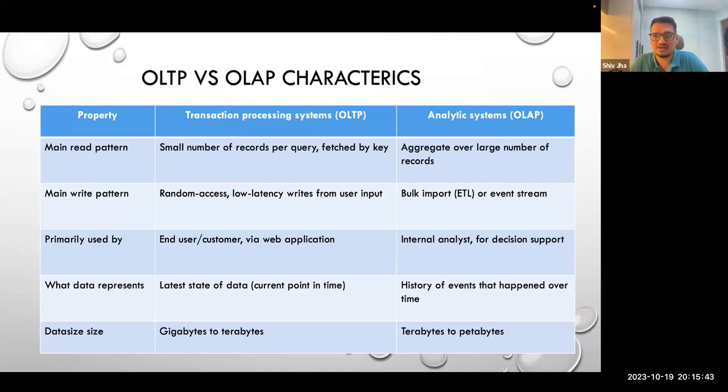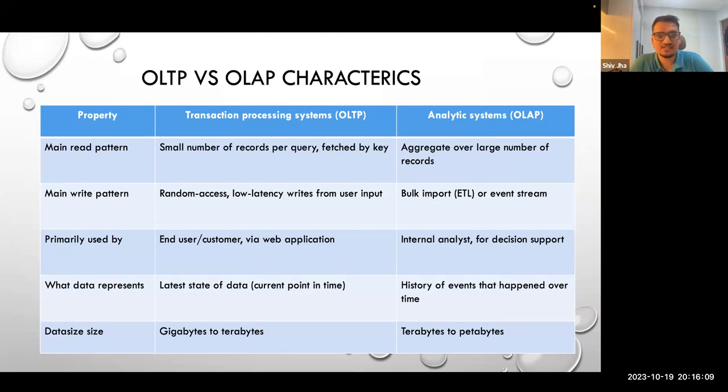Analytics databases are typically used by internal analysts for their decision making. In your transactional database, you're looking for a state of data at this instant of time, while in analytics databases, you have historical data with some of the latest real-time data. Well, not real-time, maybe near real-time.